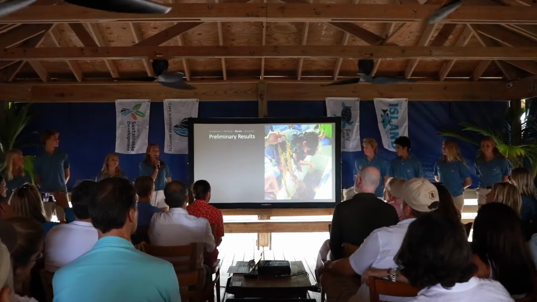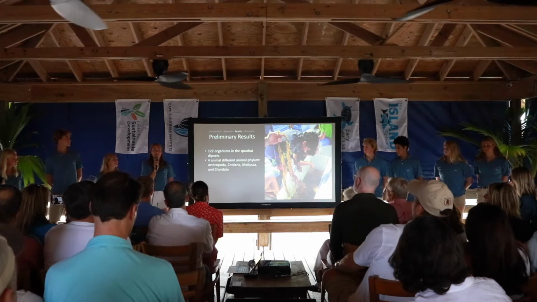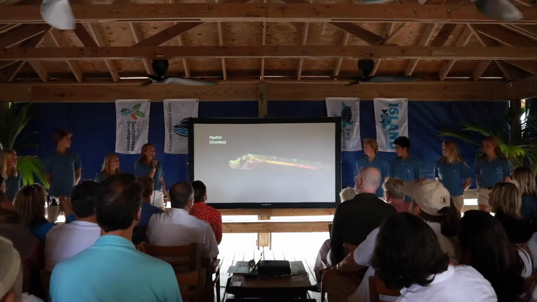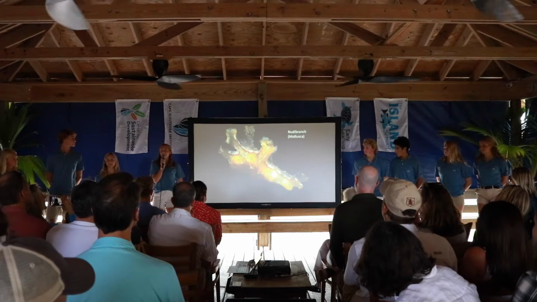In the small sample of sargassum, we found 122 different organisms. These organisms varied, belonging to many different species and four different animal phyla: Arthropoda, Cnidaria, Mollusca, and Chordata. In the photos, you can see the organisms that we found. Here is a pipefish belonging to the Chordata phylum. We also found a nudibranch belonging to the Mollusca phylum.